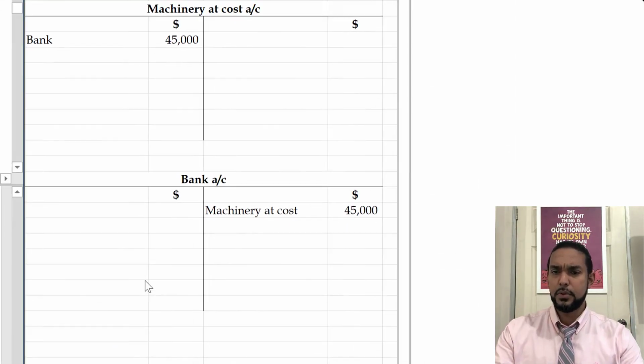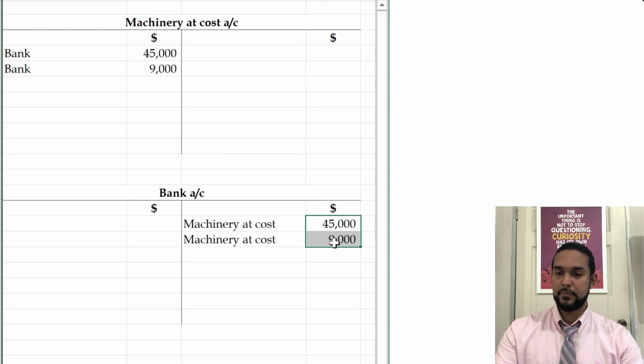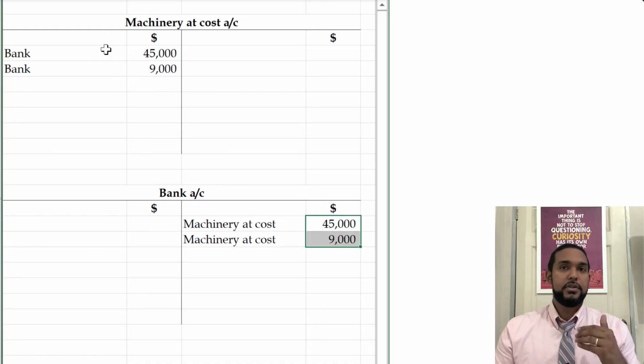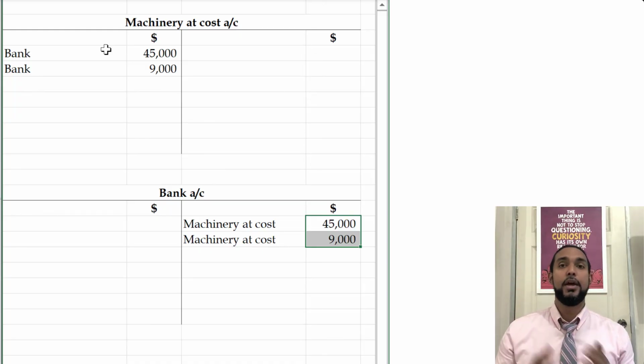Let's go to the T account. So what I'm saying is that we need 9,000 more on this side, right? In order to get it to be equal to 54, right? 45 and 9 is 54. And similarly, we need 9,000 more on this side in order to get that to be 54. So the debit and credit were just repeated, but with the shortfall, the amount of the difference between the correct figure and the incorrect figure.